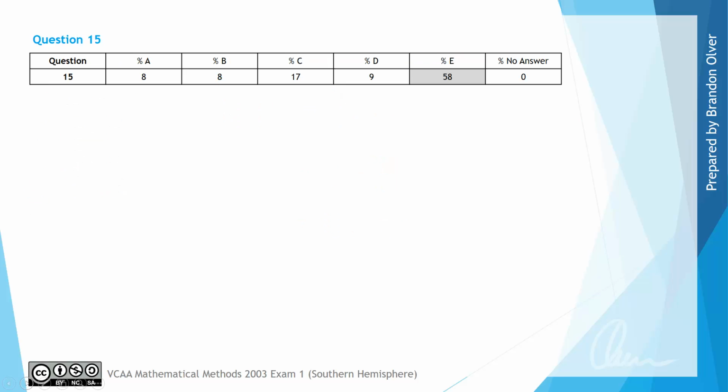From the examiner's report, we can see that only 58% of students got this question correct, so it wasn't overly well answered in that exam.